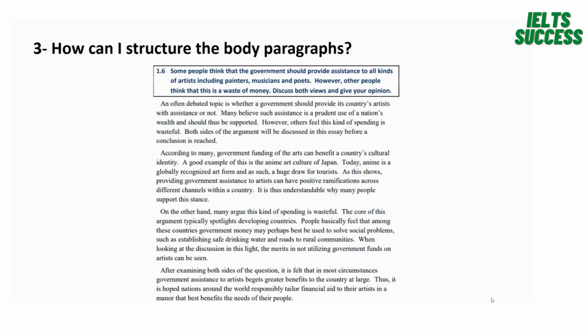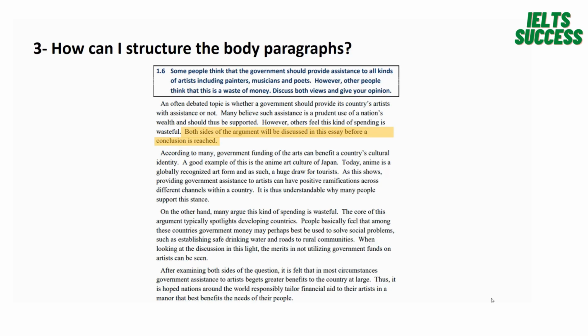However, others feel this kind of spending is wasteful. Both sides of the argument will be discussed in this essay before a conclusion is reached. And this is the thesis statement. In my introduction, I showed that there are 2 points of view, and in my thesis statement, I said that I'm going to discuss both views, and then a conclusion will be reached where I'll state my stand, or express my point of view.